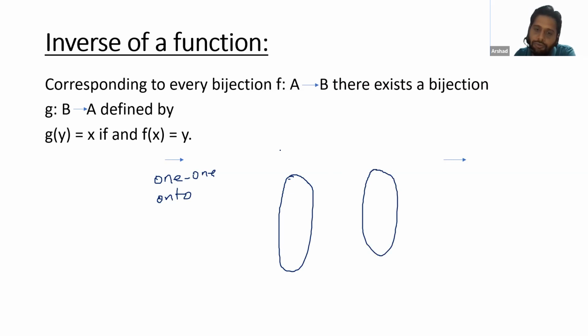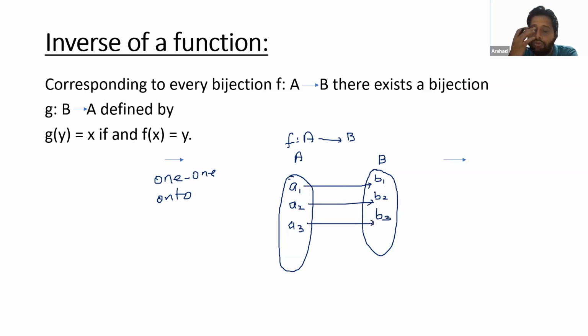So suppose you have a function from A to B, and this is both 1, 1 and onto. What is a bijective function? Which is both 1, 1 and onto. So if you have these values A1, A2, A3, here you have B1, B2, B3. A1 is mapped with B1, A2 with B2, A3 with B3. So this is a bijective function, which is both 1, 1 and onto.